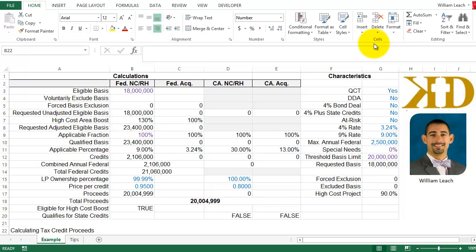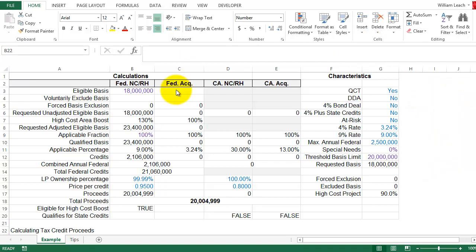The basics of calculating tax credits is taking your eligible basis, multiplying it by a boost if you deserve one for the high cost area, multiplying it by the percentage your project has affordable units, multiplying that by the applicable percentage that the IRS publishes, multiplying it by 10 so it turns from an annual number to a total number, multiplying that by the ownership percentage of the investor's ownership portion, and then multiplying that by the tax credit price per credit. So for example, we'll come down here and do a very simple version.